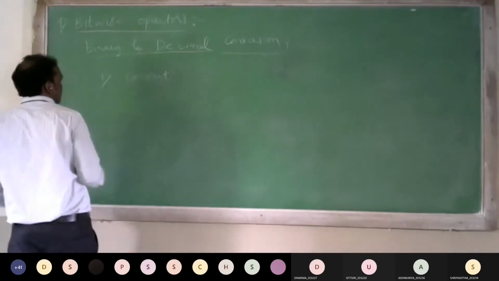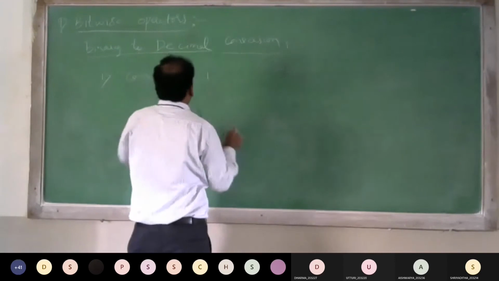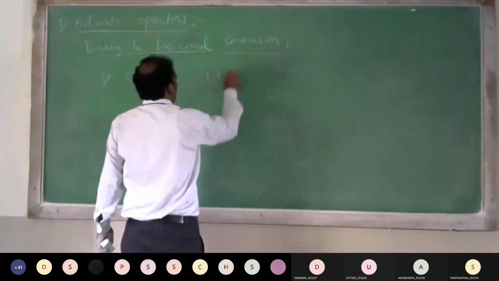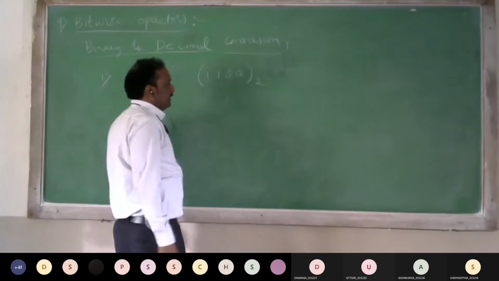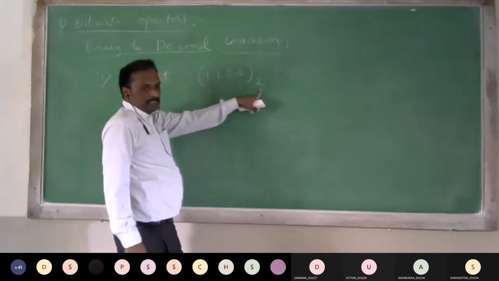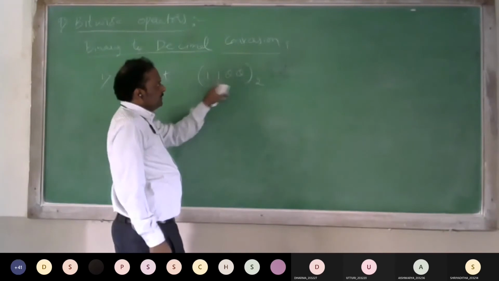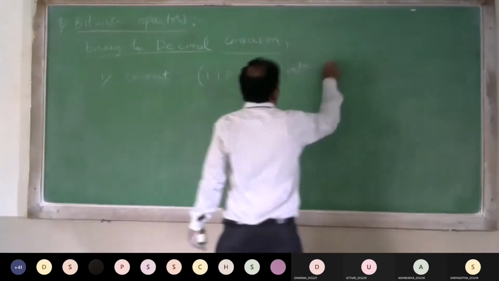First one, convert 1100. If I write base 2, it means it is binary. You should not read this as 1100. 1100 means it is base 10. Now when I write base 2, it means convert 1100 into decimal.